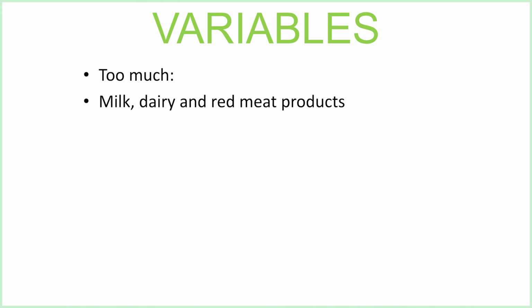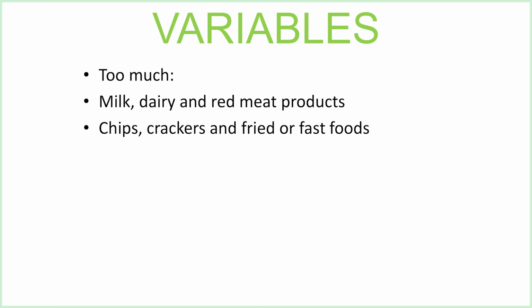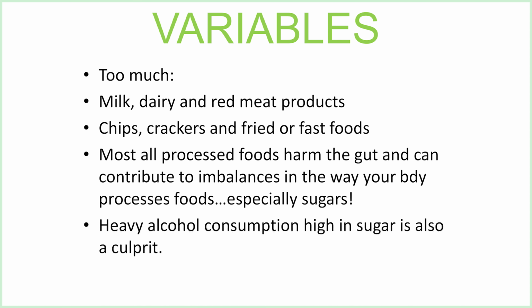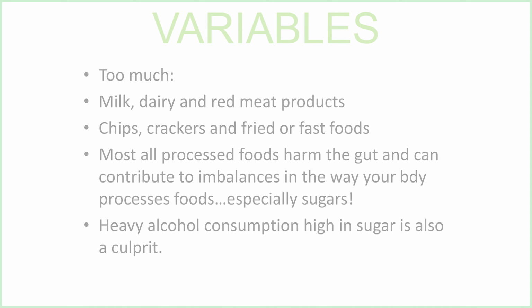Variables: too much milk, dairy, red meat products, too many crackers, chips, fried foods, and fast foods, and most all processed foods harm the gut and can contribute to imbalances in the way your body processes foods, especially sugars. Heavy alcohol consumption, high in sugar, is also a culprit.